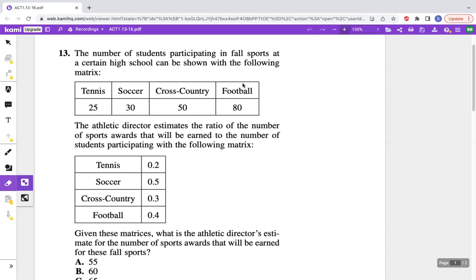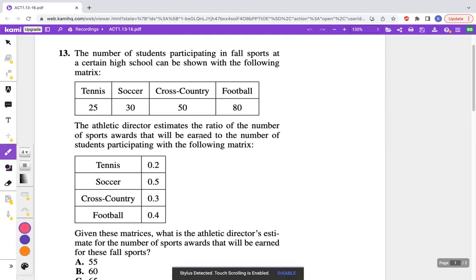We have the next 4 problems in our daily series of 4 SAT problems per day. So we'll just jump in here with number 13. It says the number of students participating in fall sports at a certain high school can be shown with the following matrix. So they give us some values. The director estimates the ratio of the number of sports awards that will be earned to the number of students participating with the following matrix.